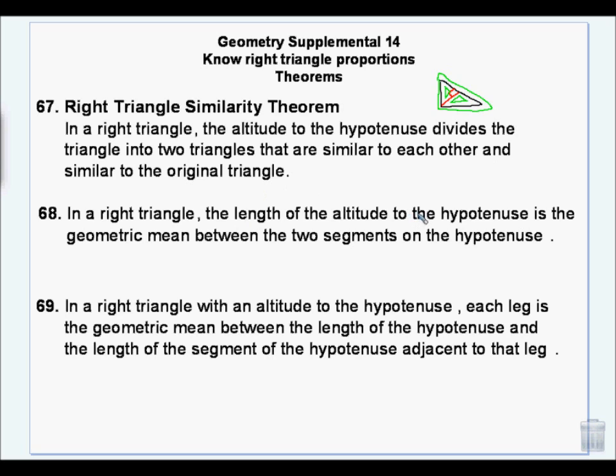The length of the altitude to the hypotenuse, so that's right here, is the geometric mean between the 2 segments on the hypotenuse. So if you take this segment and this segment, this is the geometric average of them. And in a right triangle with an altitude to the hypotenuse, each leg is the geometric mean between the length of the hypotenuse and the length of the segment that is adjacent. So this leg is the geometric mean to this part, this leg is the geometric mean to that part. It'll make sense in a minute.